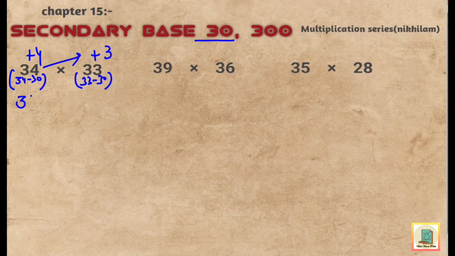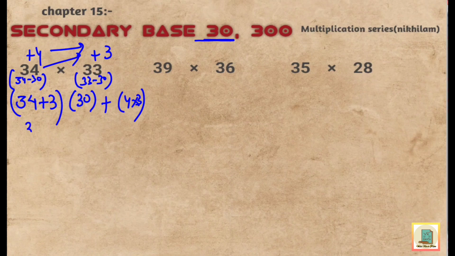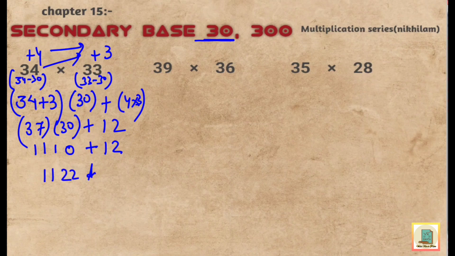Now, first number plus the second deviation. So, 34 plus 3. Multiply the base, which is 30, plus multiply the deviations, which will be 4 multiplied by 3. So, here 34 plus 3 gives you 37. Multiply by 30. 4 3s are 12. So, plus 12. So, 37 multiplied by 30 will be 1110 plus 12. So the final answer will be 1122.